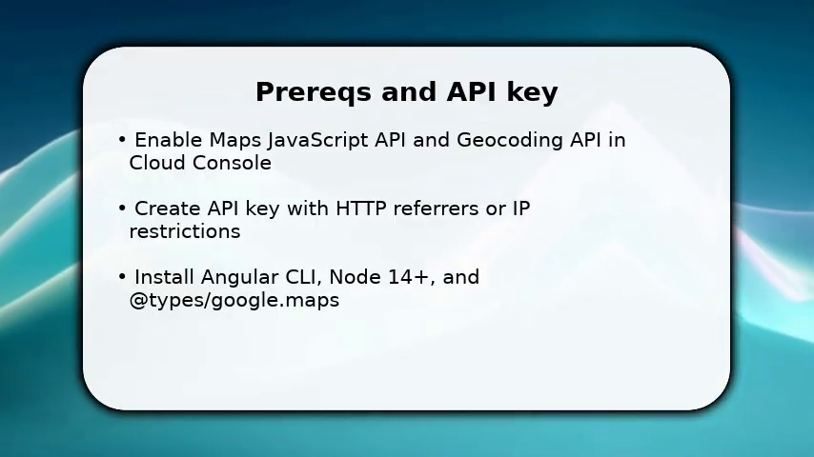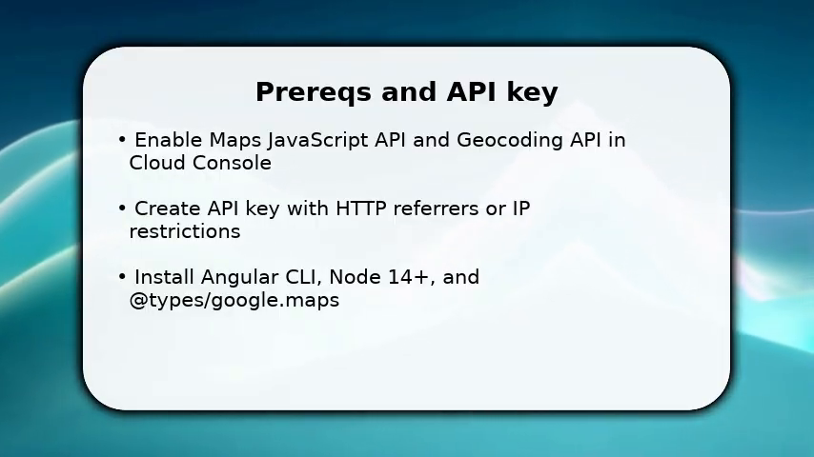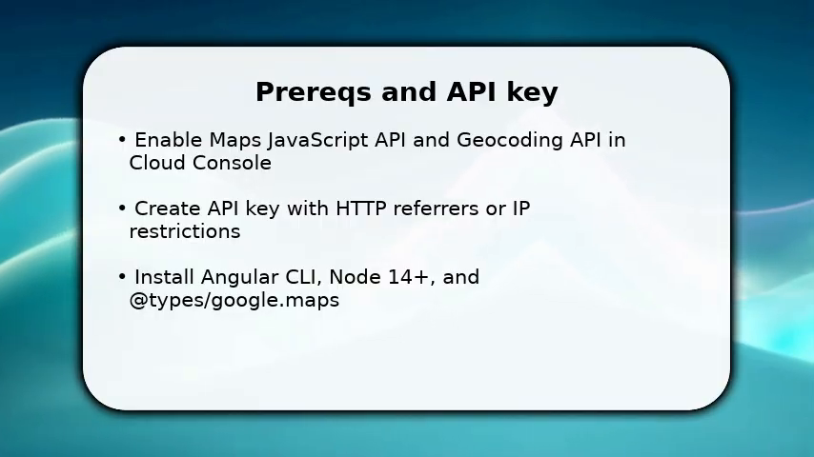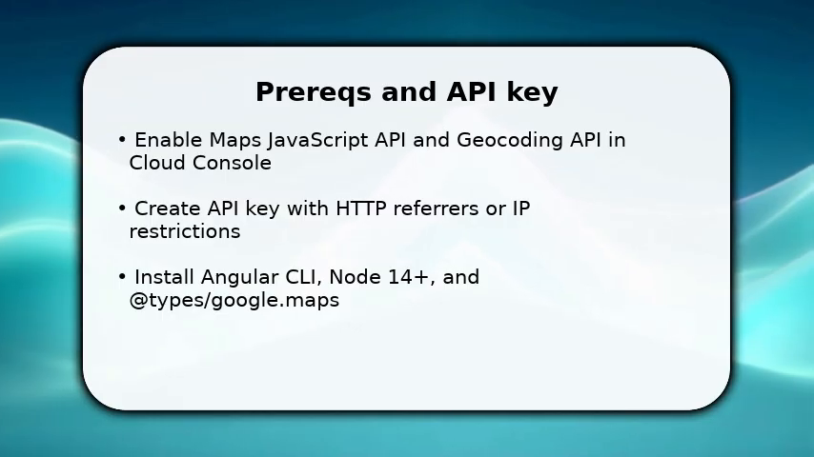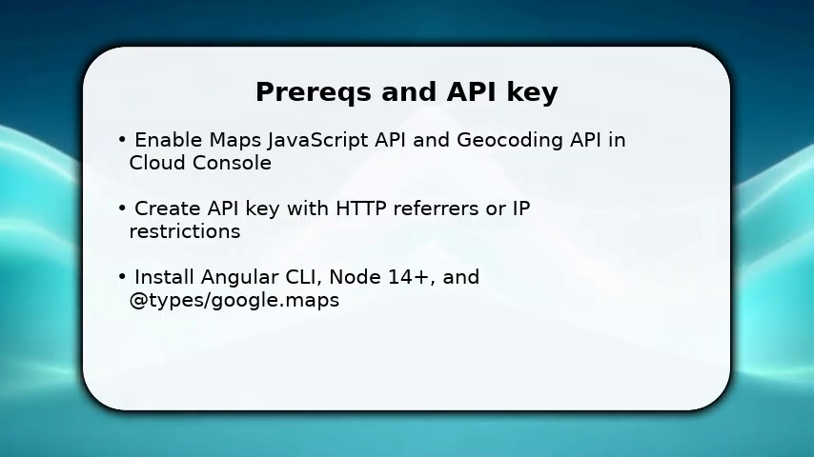Run npm install --save-dev @types/google.maps. Make sure to store the key in an environment file, not inline. That prevents accidental exposure and makes builds reproducible.